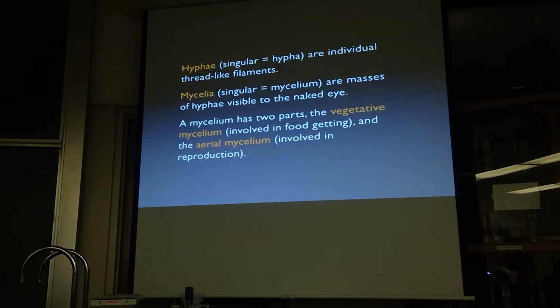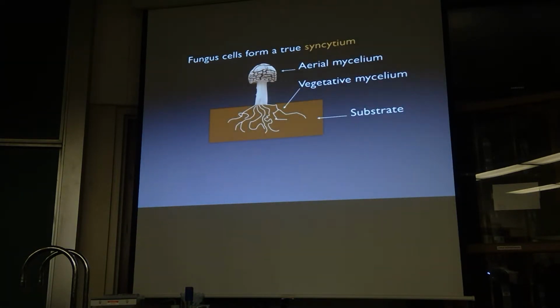And a mycelium typically has 2 parts. There's a vegetative mycelium, which is involved in food getting, and there is an aerial mycelium, which is involved in reproduction. If you're looking at fleshy fungi, usually what you see is just the aerial mycelium. And the vegetative mycelium is either in the ground or in a piece of rotting wood, or sometimes people find them growing up out of a wet carpet, which is not good. You don't want to find those there. But this is showing the whole mycelium. So the aerial mycelium is up on top, and the vegetative mycelium is down in the substrate, whatever it is the fungus is using for food.